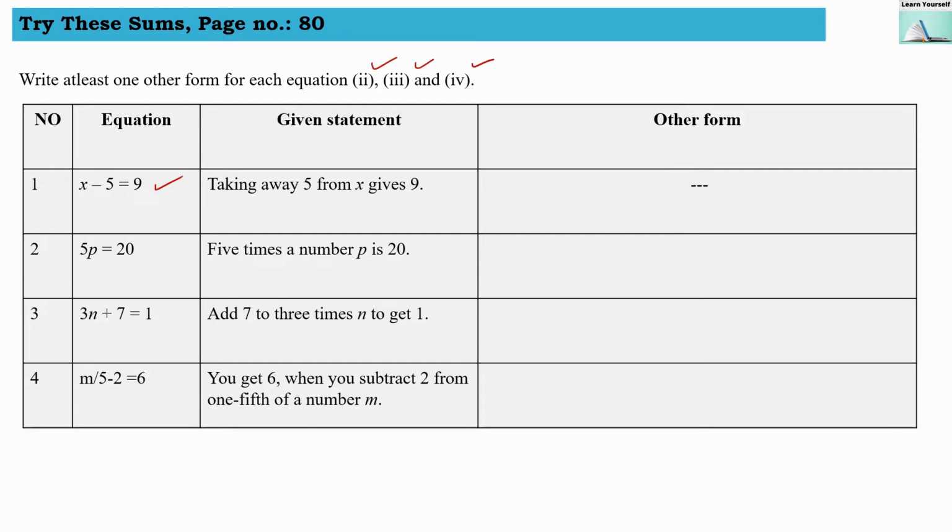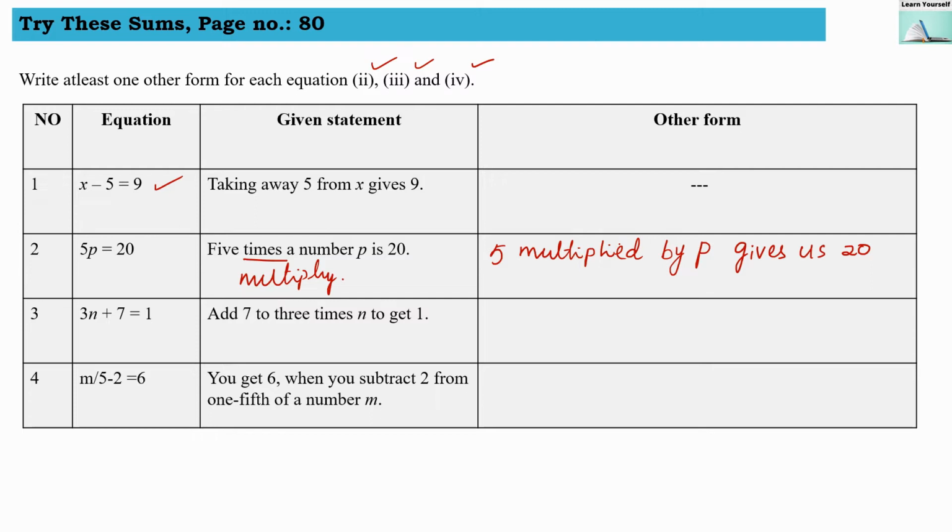Now the second equation is 5p equals 20. So they say that 5 times a number p is 20. Here they have used "times", so instead of times we can use multiply. Let us write the statement: 5 multiplied by p gives us 20. So both statements represent this equation, but the language differs.